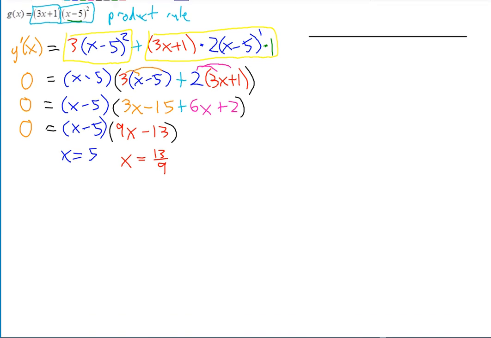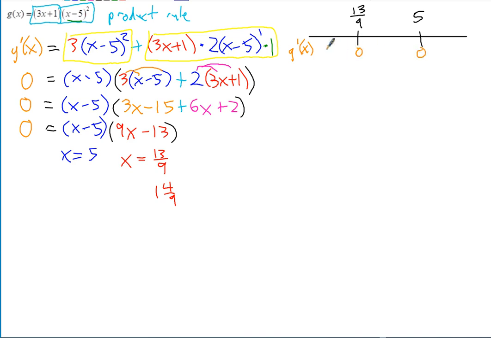And again, always label your number line. In this case, g prime of x. And 13 over 9 is the same as 1 and 4/9, since 9 goes into 13 one time with 4 left over. So you can see that's less than 5. So we've got 13 over 9 first, and 5 right here. And both of those make the derivative equal to 0.